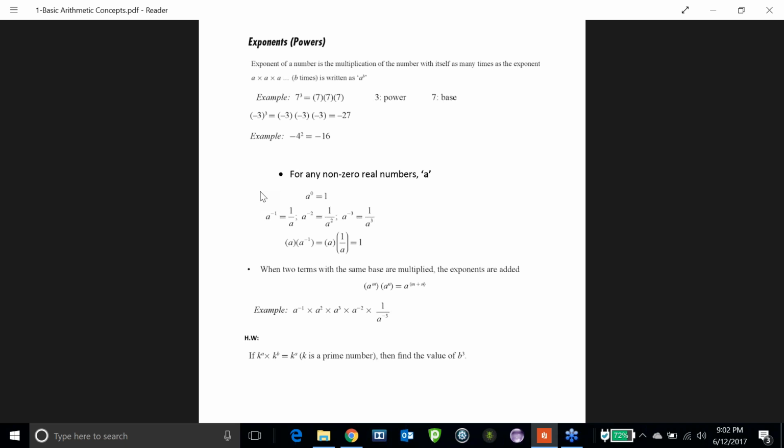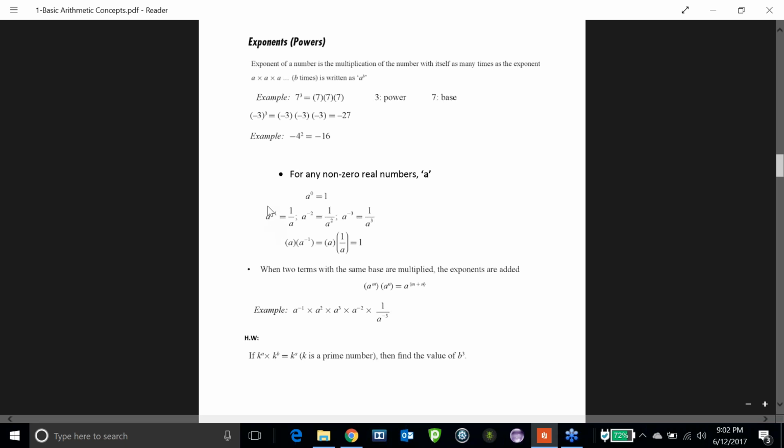So 3 to the power of 0 is 1. And substitute a is equal to 3 in this second formula. a to the power of minus 1 is equal to 1 by a. So 3 to the power of minus 1 is nothing but 1 by 3. In the same way, 3 to the power of minus 2 is nothing but 1 by 3 square. What is 1 by 3 square? 1 by 9. And 3 to the power of minus 3 is equal to 1 by 3 cube. What is 1 by 3 cube? 1 by 27.